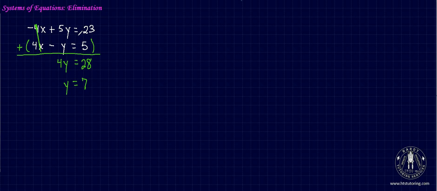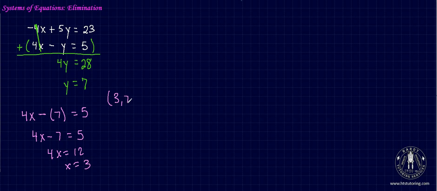And then once we solve for y, like we did in all the other ones, once you have one variable, you go back and you plug that variable into either equation, and solve for the other variable. So I'm going to use the second equation, 4x minus 7 equals 5. Now I plugged in for y, I put it in parentheses because I have this minus out here. So I have 4x minus 7 equals 5, 4x equals 12, x equals 3. Making my solution 3, 7. Okay, so that's adding the two.